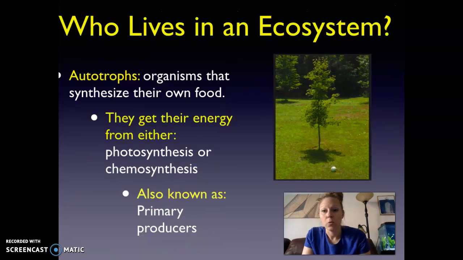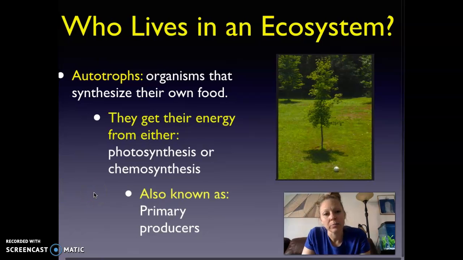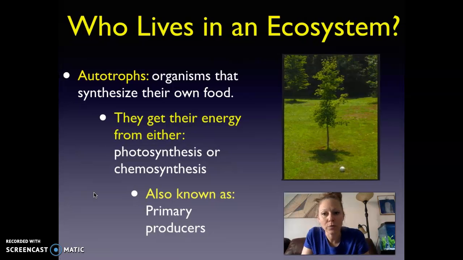All right, so we are going to talk about the types of things that live in our ecosystems. This should be a bit of a review. We have autotrophs, with auto meaning self. Autotrophs are organisms that use the energy from the sun to produce their food or to get their energy. They're going to do this through the process of photosynthesis.